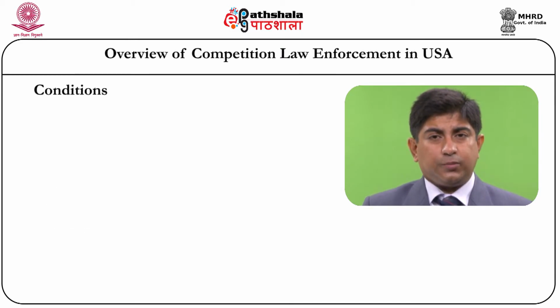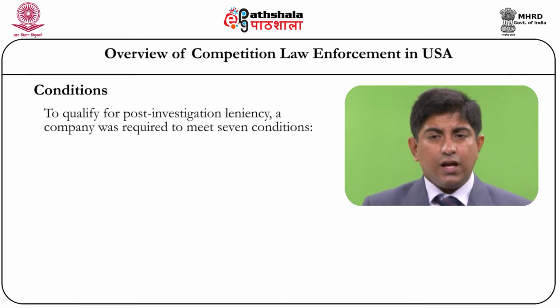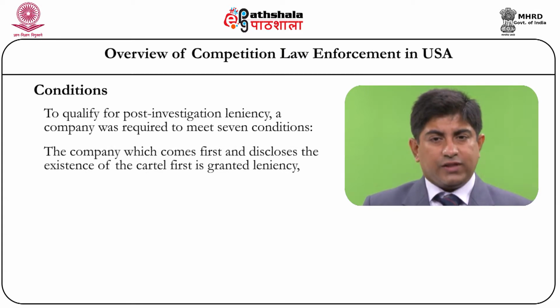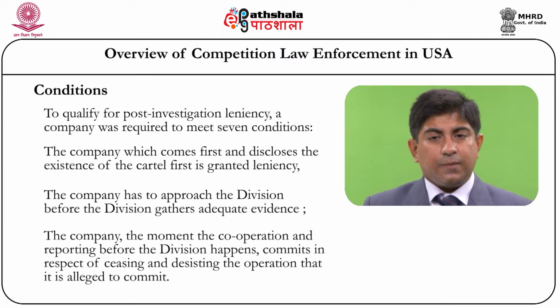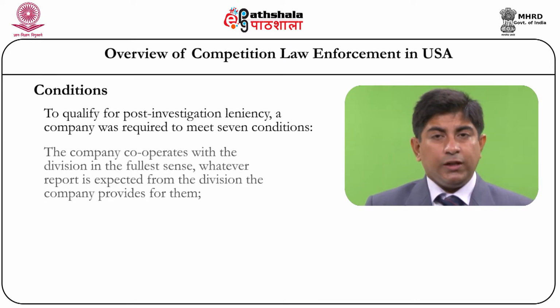a number of yardsticks are supposed to be met. In the United States context, 7 conditions are supposed to be met. Firstly, the company which comes first and discloses the existence of the cartel first is the only company which is granted leniency. Secondly, the company has to approach the division before the division gathers adequate evidence. Thirdly, the moment the cooperation and reporting before the division happens, the company commits to ceasing and desisting the operation that it is alleged to commit. Unless the company actually ceases the activity, it is not possible for the antitrust agency to grant any form of leniency. Fourthly, the company cooperates with the division in the fullest sense.